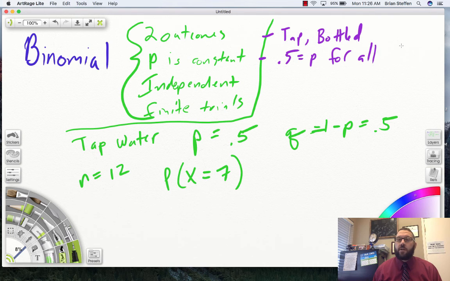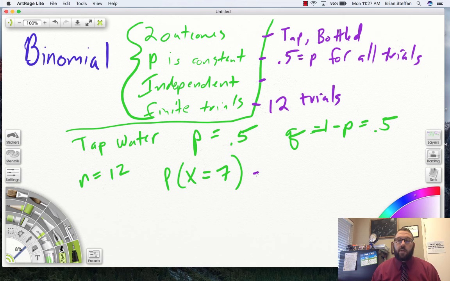And notice I'm writing all this down because I have to write it all down. You can't just say yes. Independent. Does one person's ability to discern tap water influence someone else's ability? The answer is no. It can't influence someone else because your taste buds are your taste buds. You would have to say a longer sentence that I'm not going to write here, but basically saying one person is not influenced on whether or not they can identify tap water based on someone else's. Finite trials, we're going to do 12 trials because there are 12 people.